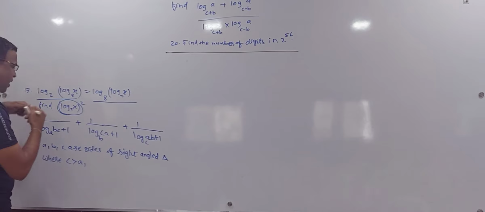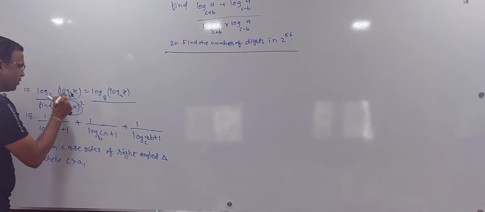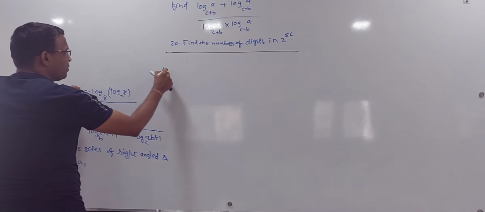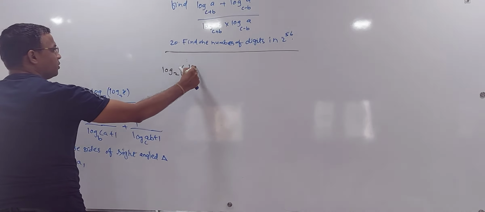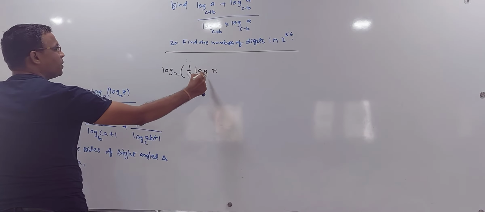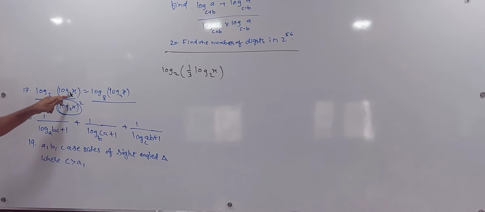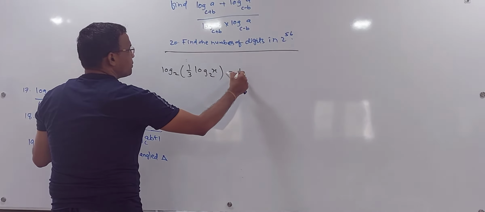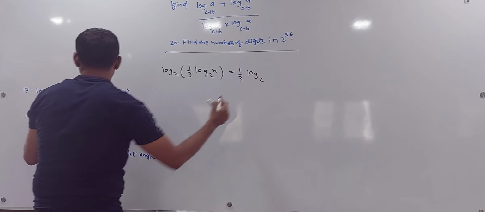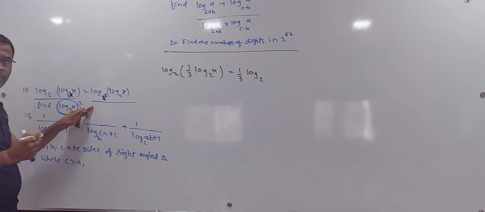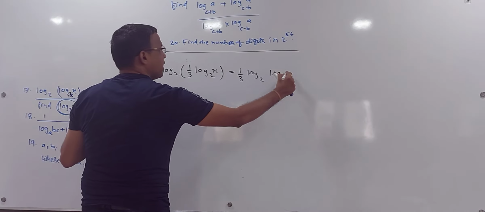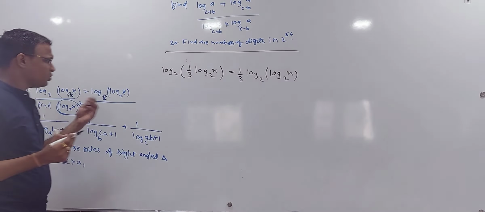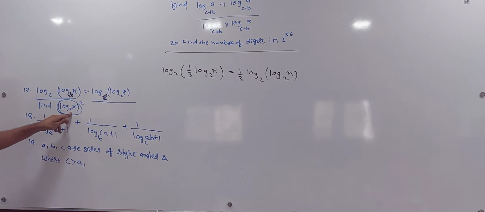This 8 can be written as 2 to the power 3, and we know how to treat this. This is log to the base 2. This is 1 by 3 log x to the base 2. 1 by 3 because this 3 comes out, we know that rule of log. So this is 1 by 3 log x to the base 2, because 8 becomes 2 cubed. So it's very clear, log x to the base 2 can be considered as y.